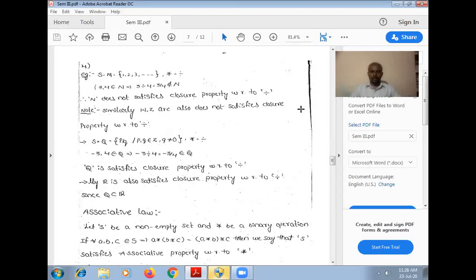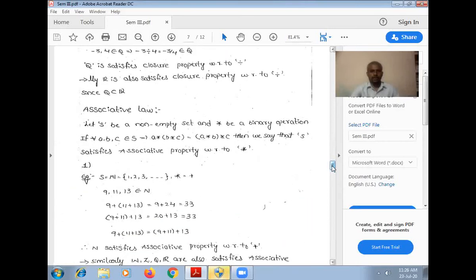Now I am going to another property after the closure property. Another property is the associative law, or associative property. So what is the associative law here? Let S be a non-empty set and star be a binary operation. If a, b, c belong to S, that implies a star of b star c equals a star b of star c, then we say that S satisfies the associative property with respect to star.